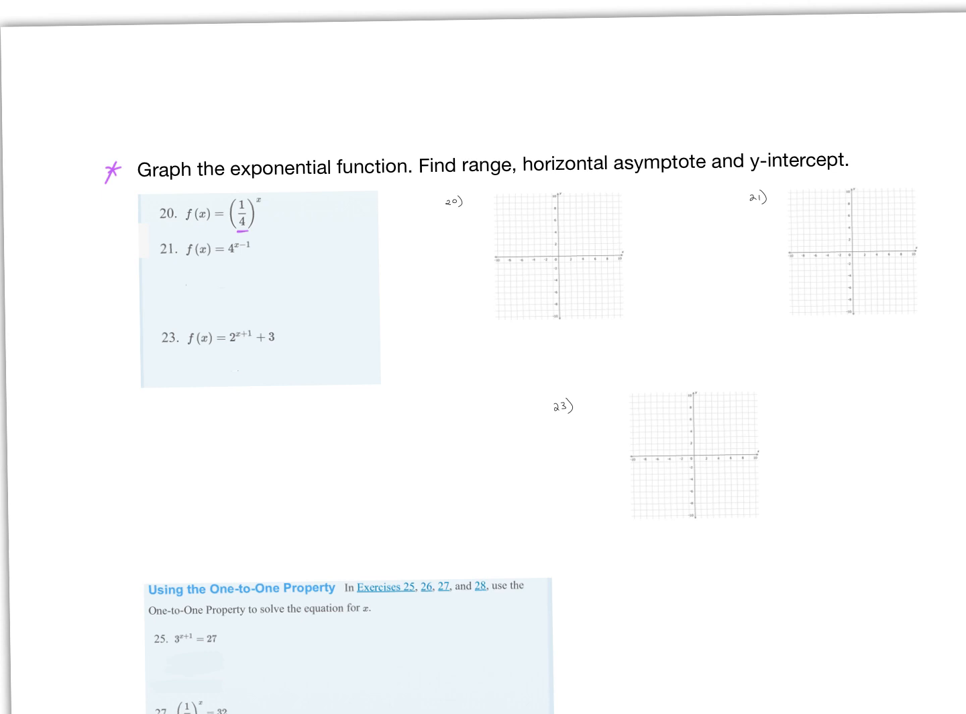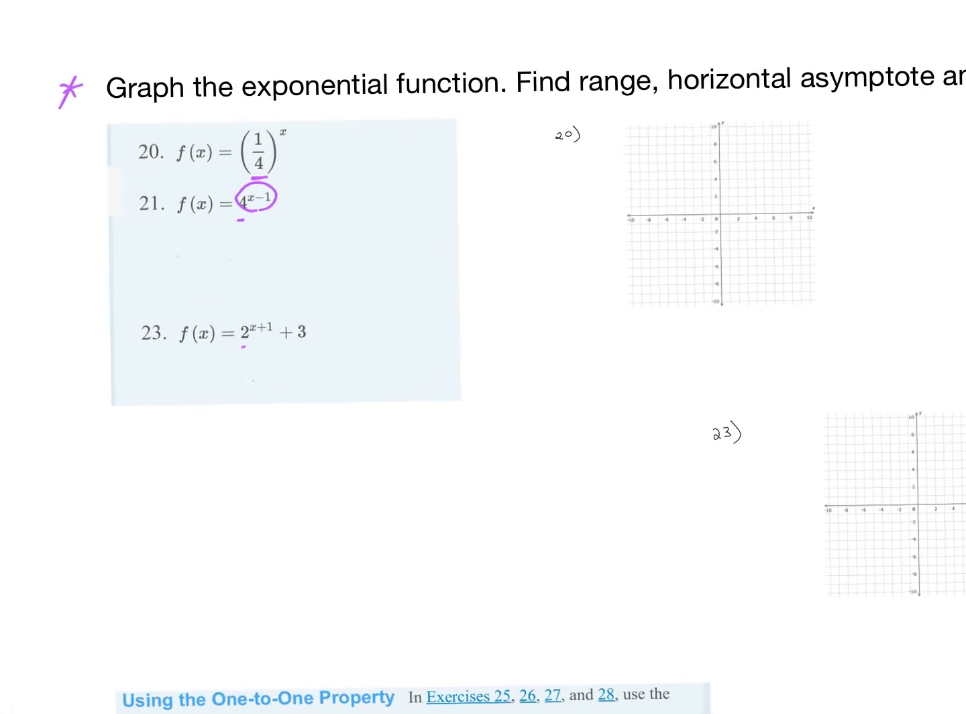21 is a growth function, but if you notice, it's been shifted. It's going to go 1 unit to the right. And 23 is, again, another growth function because the base is greater than 1, but then it's going to be shifted 1 unit to the left and 3 units up. And since this is the most challenging one, I'll do that one as the example.